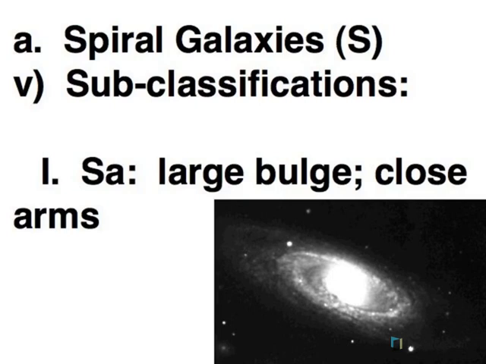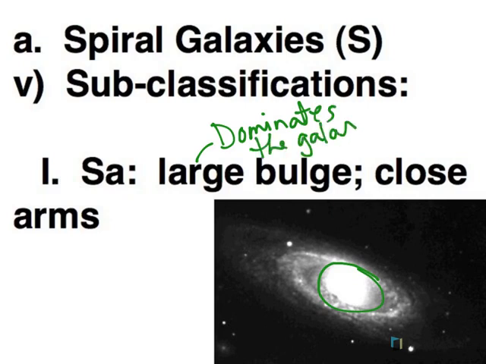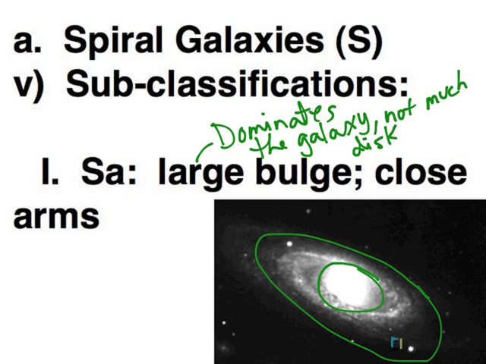So Sa is characterized by having a large bulge. So that's going to dominate the galaxy. Very little disk in comparison to central bulge. And you can see that in this galaxy, very, very big central bulge, disk not much bigger than the central bulge. Close spiral arms, they wrap really close to each other. There's not a lot of space between the spiral arms.